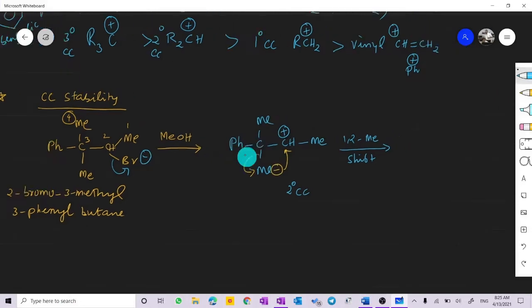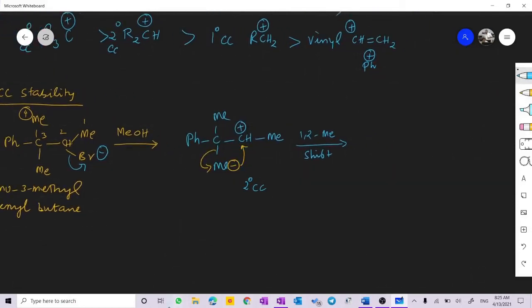Therefore what will happen here? So you will have the Ph, the C and the Me. This carbon here, the methyl group will come and get attached. Here you have another methyl group. Since this carbon has lost its electron to this methyl group, this will develop a positive charge here. Now you can see that this is a tertiary carbocation, which is more stable than the secondary carbocation.